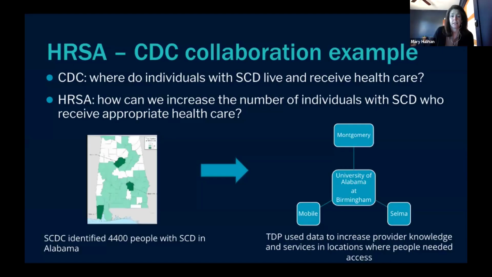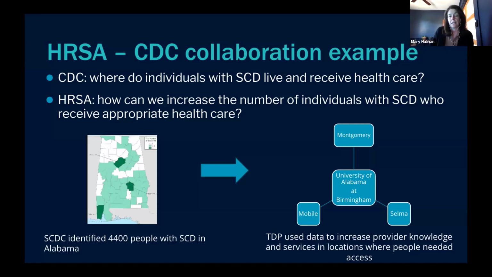So Alabama participates and receives funding both from CDC and from HRSA through their treatment demonstration program. The grantee for the funding for both of those is the University of Alabama at Birmingham. And so the data they collect from the CDC project helps the state determine where people with sickle cell live, where they receive their health care. So the map on the left shows you that there are almost 4,500 people in Alabama with sickle cell disease. And you can see which counties they live in. The darker green counties have the most number of individuals living with sickle cell. Again, this is work that's made possible through the CDC funding of the sickle cell data collection program.